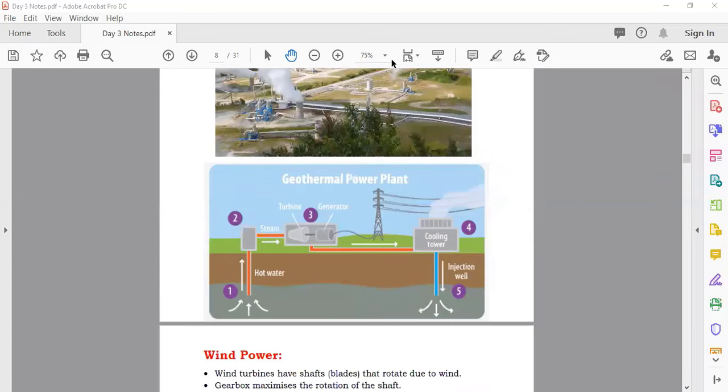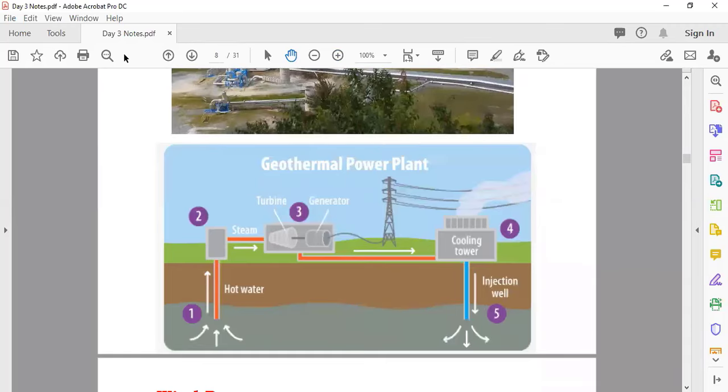See here now. I will just enlarge it for you so you can see it clearly. Okay. Now, for example, here you have the hot rocks. This is the place where you have hot rocks. They will drill a pipe down here, and they will drill another pipe here. Okay. Now from here, cold water comes, the injection well, means from here, cold or normal water.